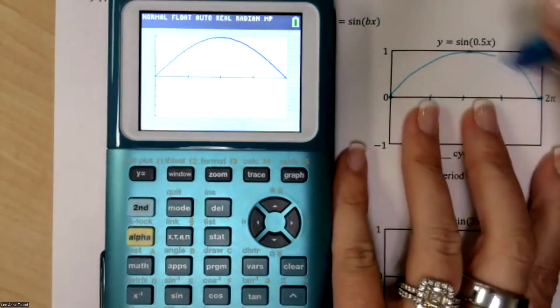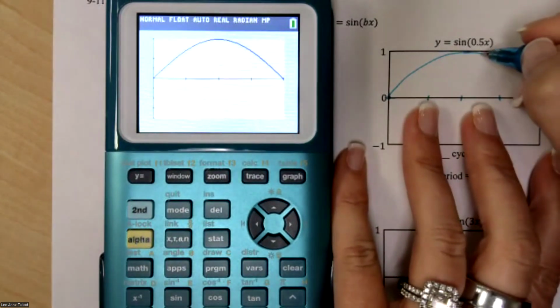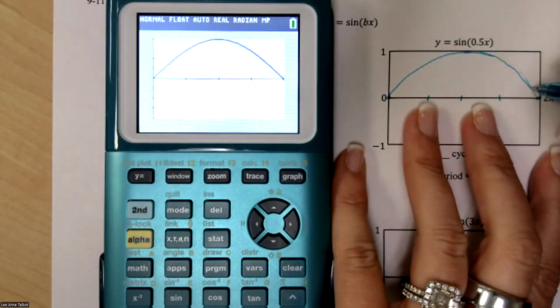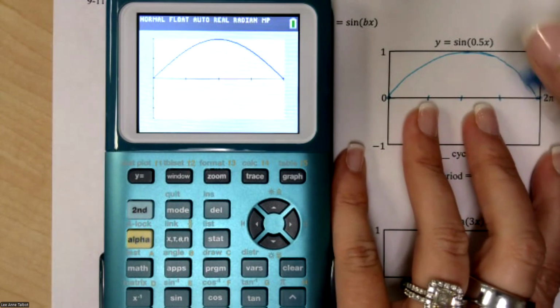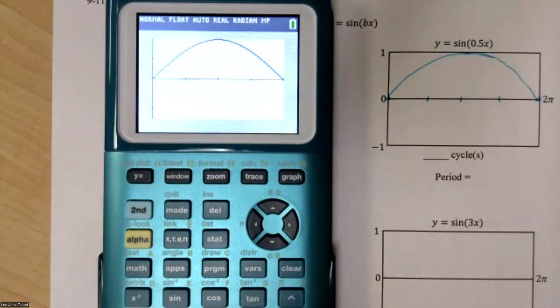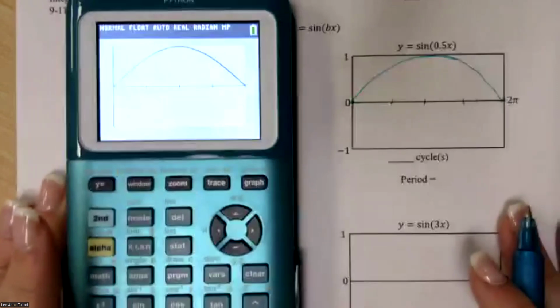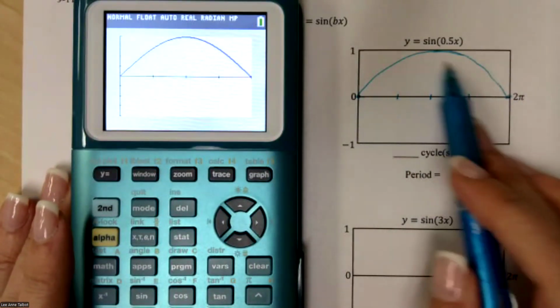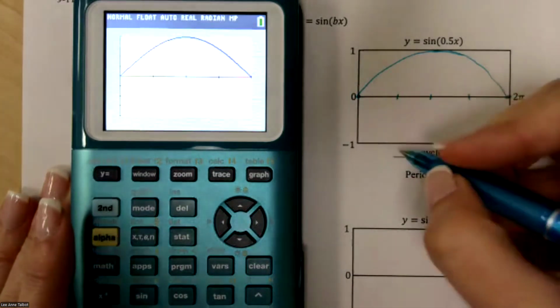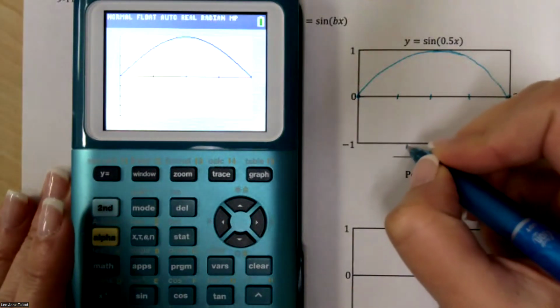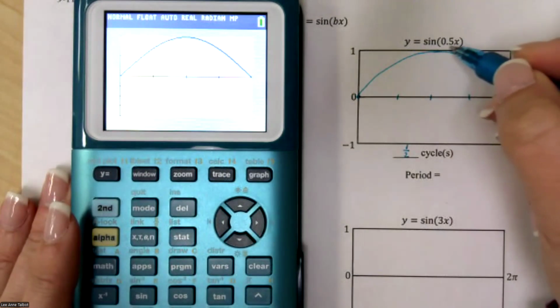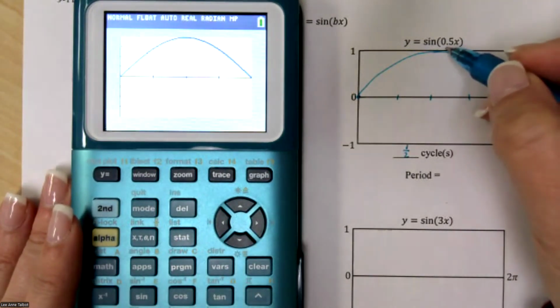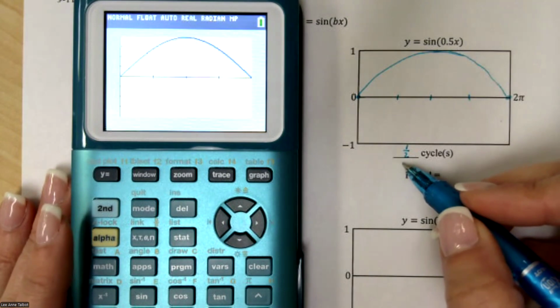Yeah, mine's not good. Mine is terrible. Really glad that the WASP guy did not watch me draw this. Okay. So, how much of the cycle was completed here? Half. Does it make sense because of what B is? So I typed half X in and half of the cycle completed.